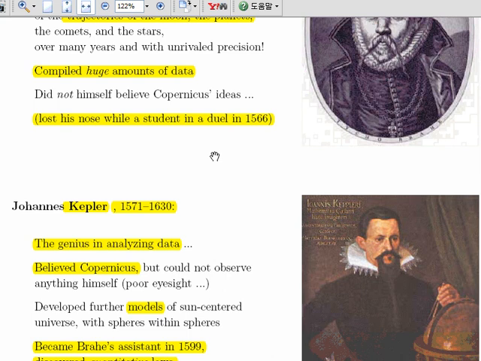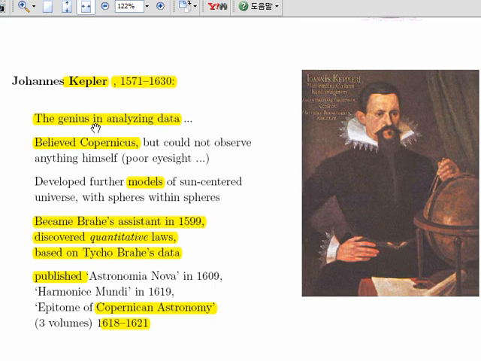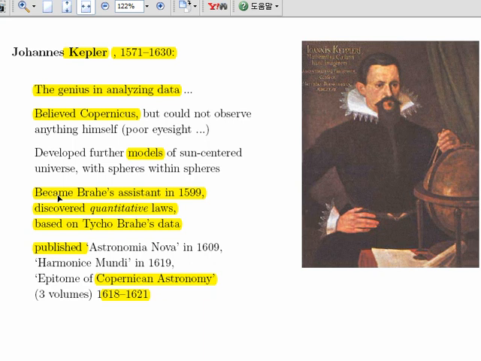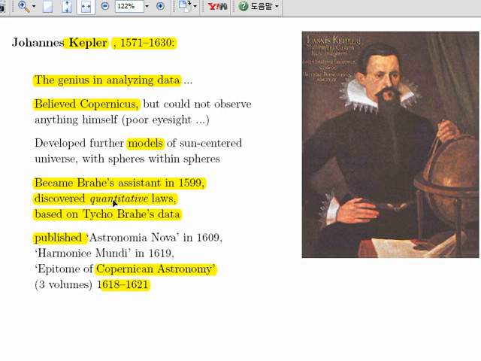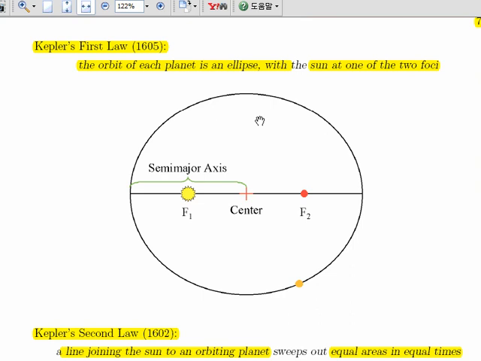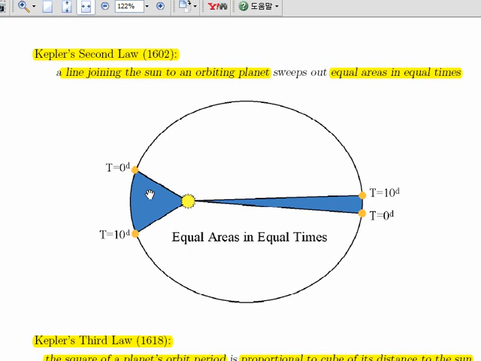And Johannes Kepler was a genius in analyzing data. He became Brahe's assistant in 1599, discovered quantitative laws based on Tycho Brahe's data, and published Copernican astronomy from 1618 to 1621. Then Kepler's first, second, and third laws started. The important thing is that from this observation, he found that the areas swept in the same time periods are the same, like this.